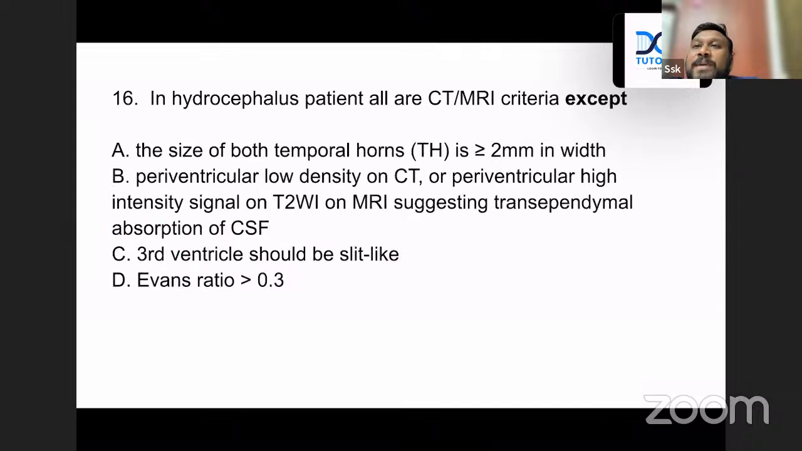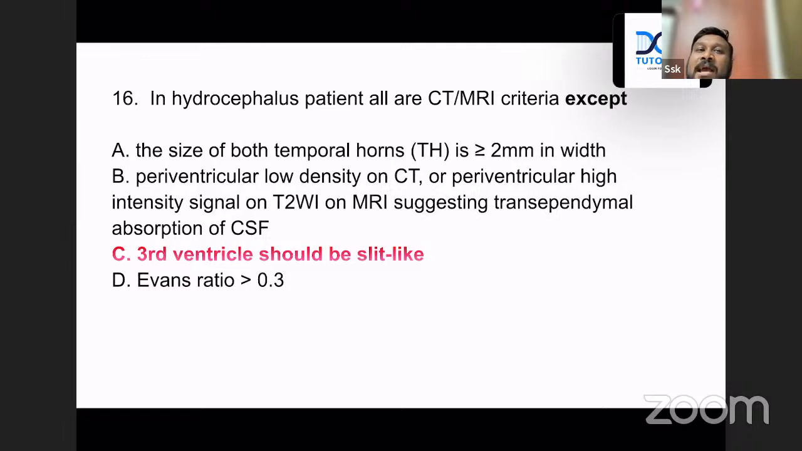In a hydrocephalus patient, all are CT or MRI criteria, except: the size of both temporal horns should be more than or equal to 2 mm in width; periventricular low density on CT or periventricular high intensity signal on MRI, suggesting transependymal absorption; Evans ratio more than 0.3. The third ventricle should be slit-like? That is going to be the exception. The third ventricle will be ballooned out. All of these are CT or MRI criteria, except the slit-like third ventricle; it should be rounded. Ballooning of the third ventricle will be the classical picture.